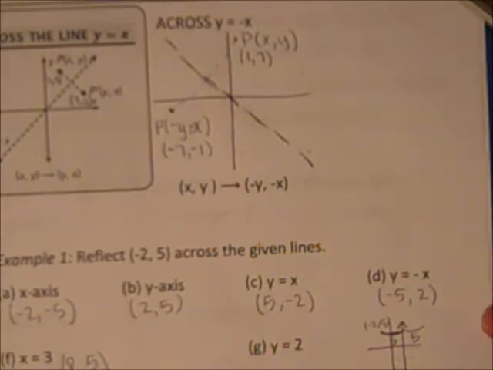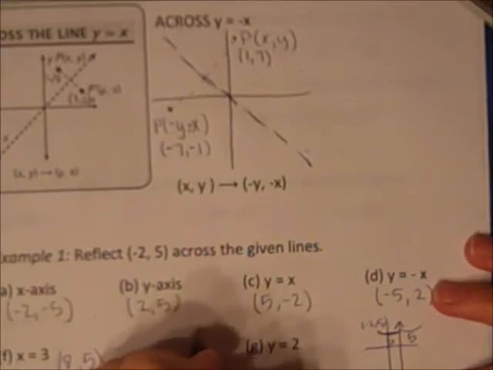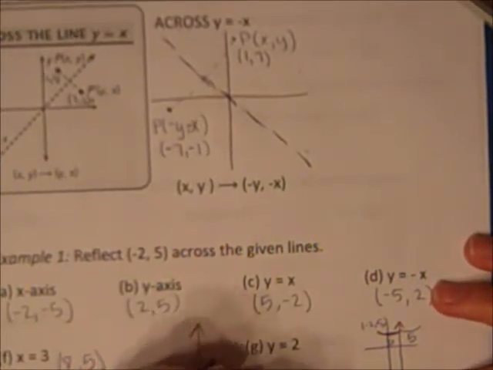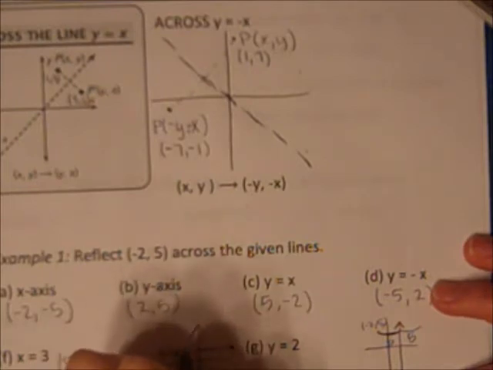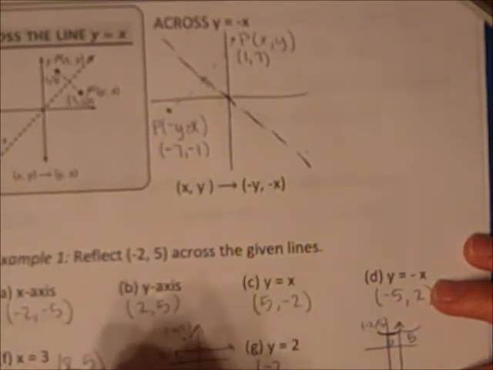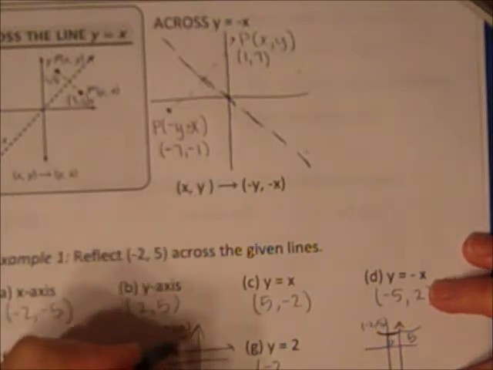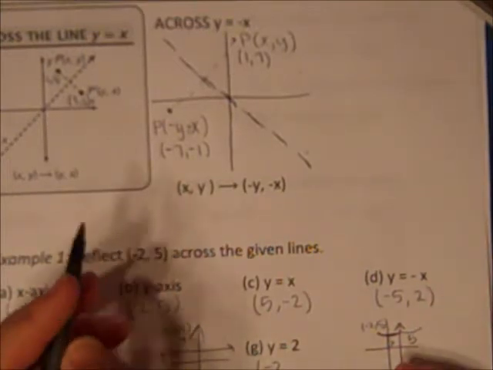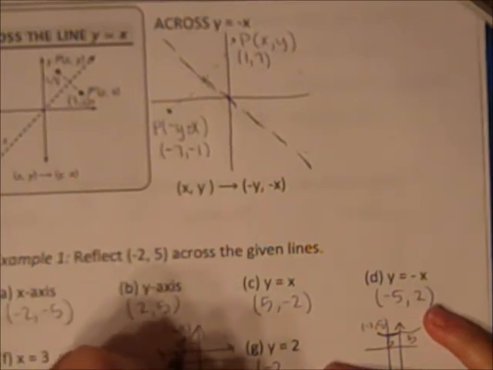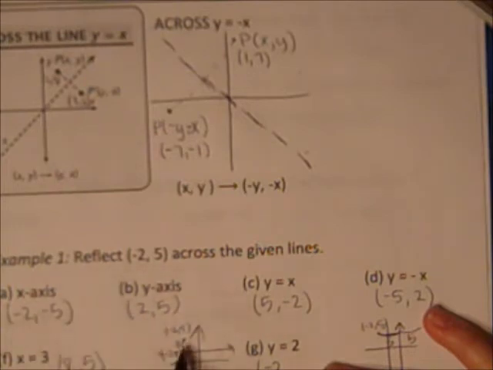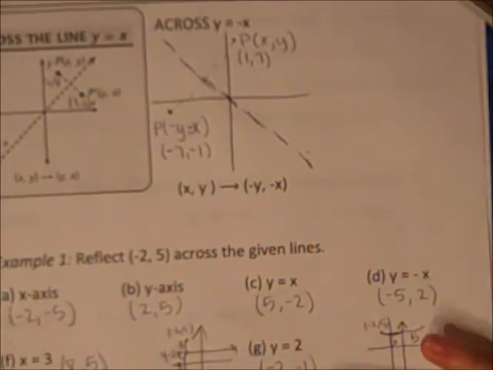Same story with y equals 2. I should have put my graphs in the other place. So here's y equals 2. It is a horizontal line crossing over at 2. So we have the point (-2, 5). The negative 2 is going to stay there. It's still going to be negative 2 on the other side. Let's see about the y-coordinate. From 5 to 2 would be 3 places. So if I go 3 places again to keep it even, now I'm at negative 1.